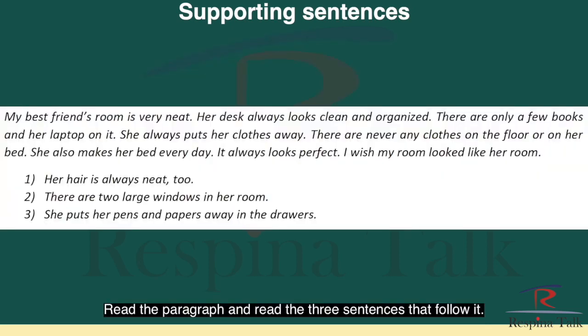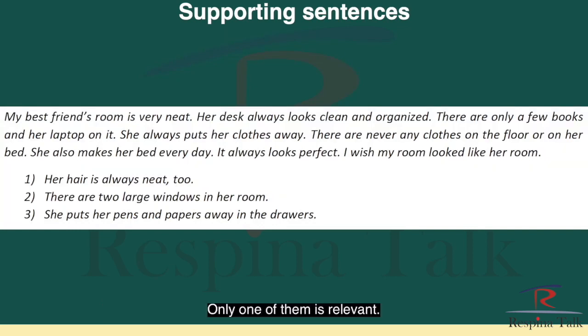Now read the paragraph and read the 3 sentences that follow it. Only one of them is relevant. Which one is it? Let's read it together. My best friend's room is very neat. Her desk always looks clean and organized. There are only a few books and her laptop on it. She always puts her clothes away. There are never any clothes on the floor or on her bed. She also makes her bed every day. It always looks perfect. I wish my room looked like her room.